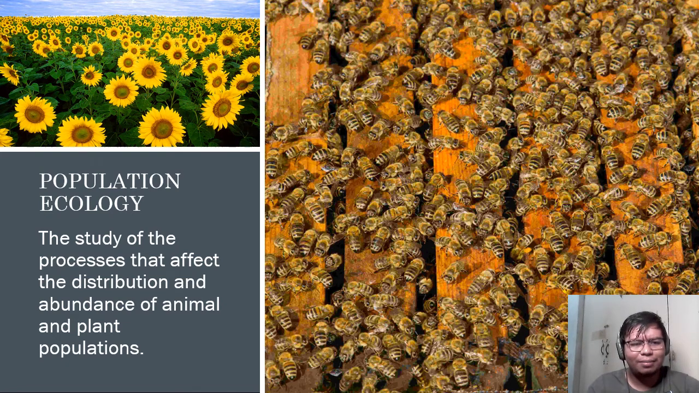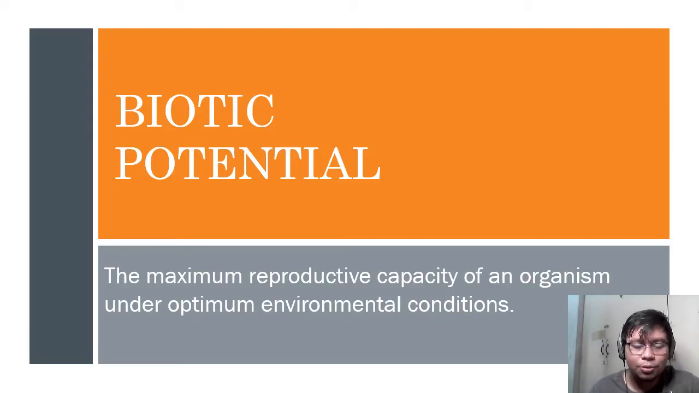So, wag na tayong mag-focus pa dun sa iba-ibang prerequisites or other factors that affect the population. Diretso na tayo dun sa biotic potential. So, ano nga ba ang isang biotic potential? So, here in this slide, it is defined as the maximum reproductive capacity of an organism under optimum environmental conditions. Okay, emphasize natin yung maximum reproductive capacity na tinatawag natin.